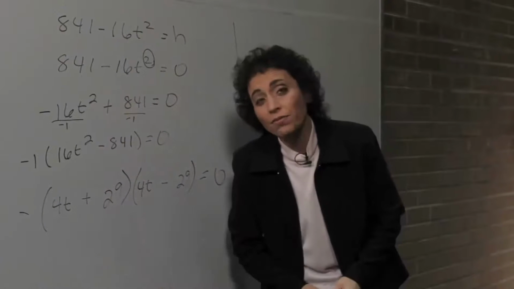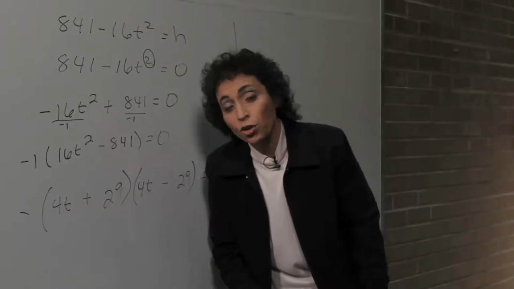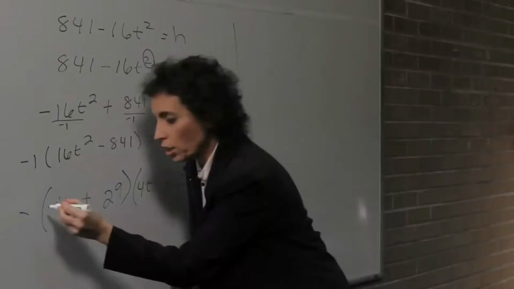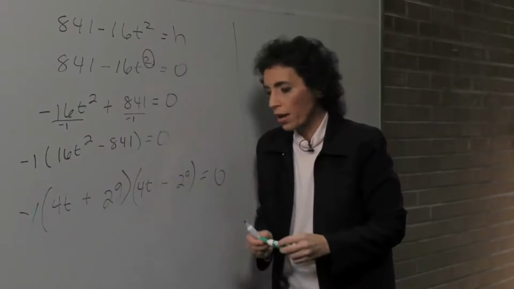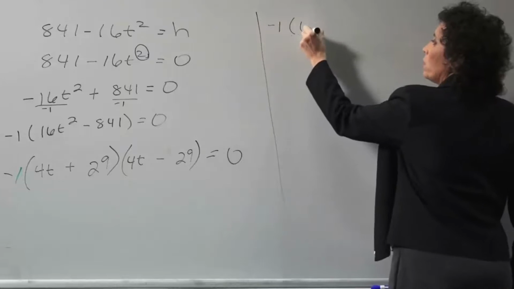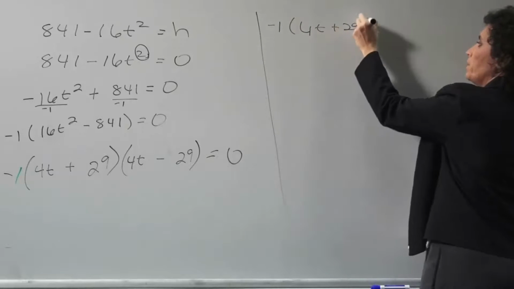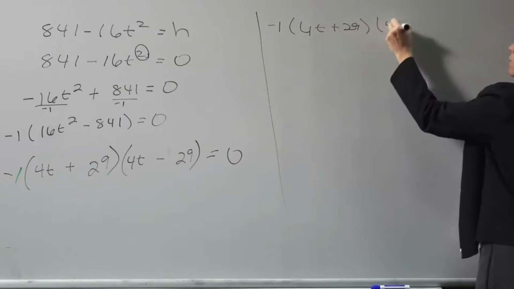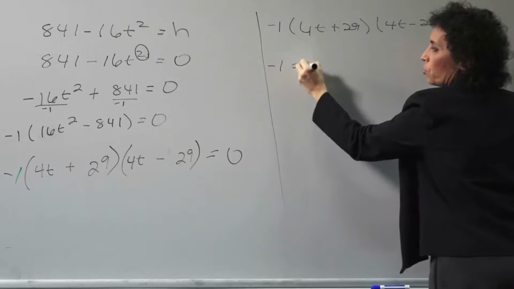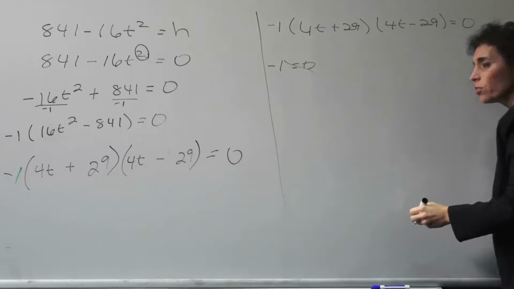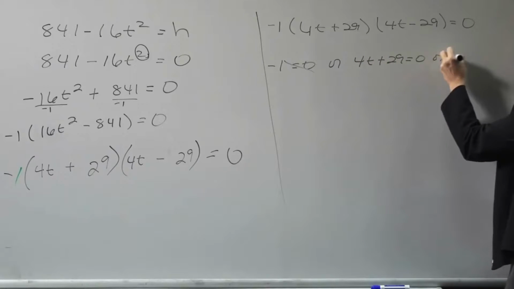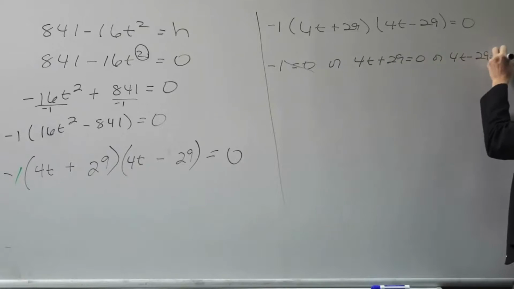Let's talk about this. How many factors do you see? If you're seeing 2, you're not seeing enough, because there are actually 3 factors. That's a negative 1 right there. So I'm going to rewrite that up here. Negative 1, 4t plus 29, 4t minus 29 equals 0. Negative 1 equals 0? Garbage. Or 4t plus 29 equals 0, or 4t minus 29 equals 0.